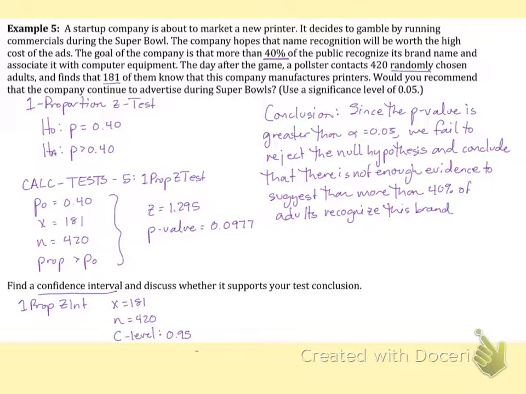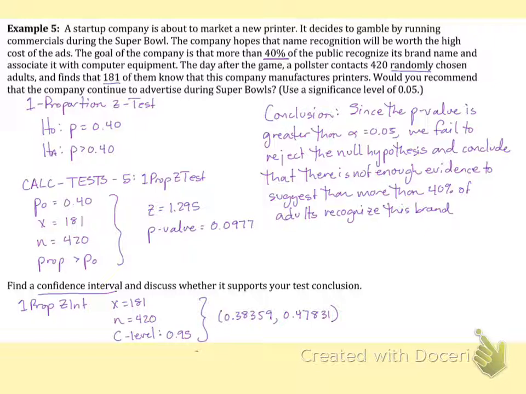So when we do a C level of 0.95, we get a confidence interval of 0.38359 to 0.47831. So what this confidence interval is saying is that the true proportion of people that recognize this brand is somewhere between about 38% and 47.8%.